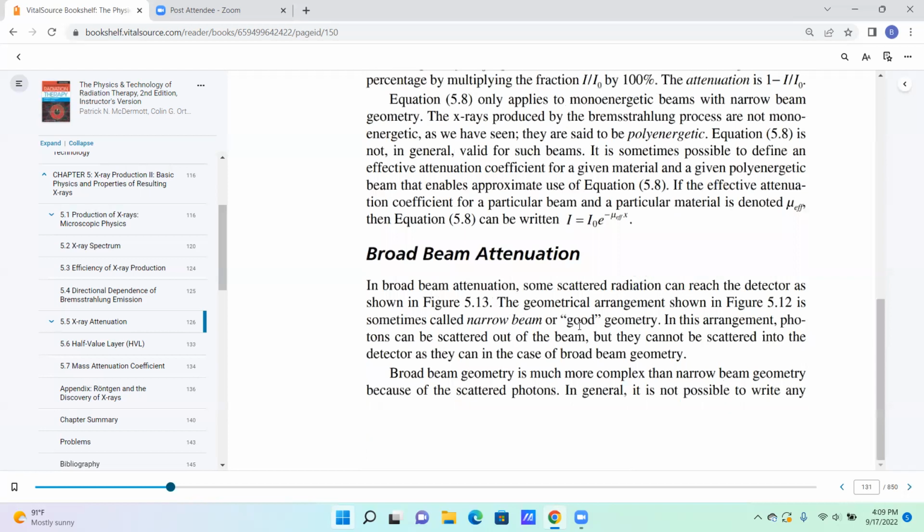It is sometimes called a narrow beam or good geometry. In this arrangement, photons can be scattered out of the beam, but they cannot be scattered into the detector as they can in the case of broad beam geometry.